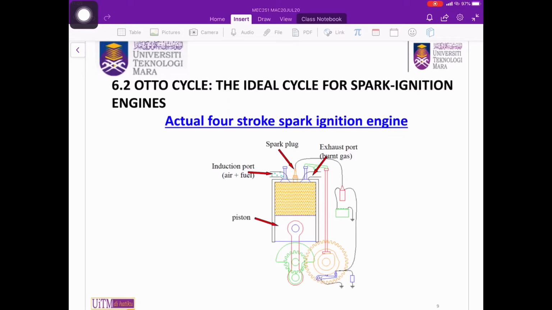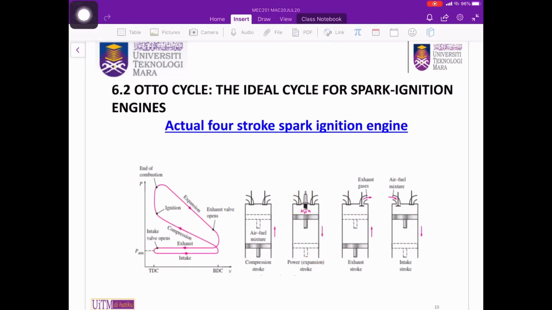Subchapter 6.2: Otto cycle. The ideal cycle for the spark ignition engine obeys the Otto cycle. Besides the piston, intake valve, exhaust valve, and cylinder, the spark ignition engine has a spark plug that will be used in its operation. In the actual 4-stroke spark ignition engine, there are 4 strokes involved.